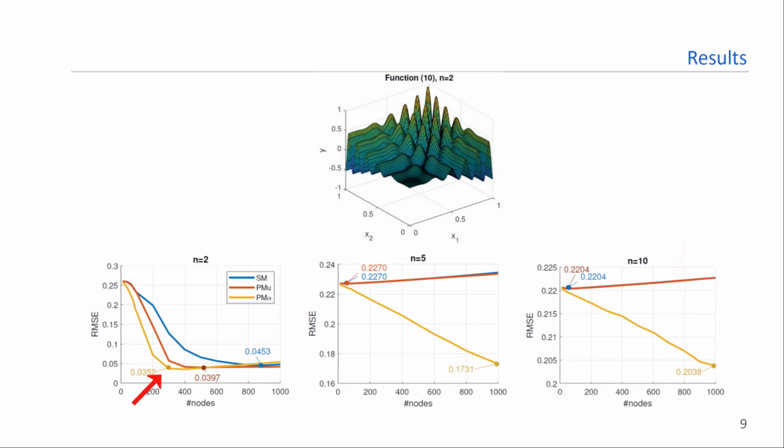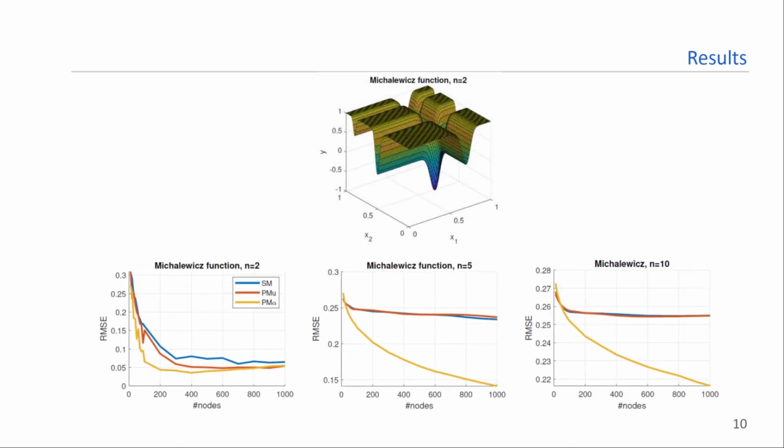Interestingly, for higher dimensions, using too many nodes leads to an increase in the error for SM and PMU. This can be related to the overfitting caused by the steep nodes generated in the standard approach. At the same time, for PM alpha, where the node slope angles are distributed uniformly, a decrease in the error is observed. Similar results we can observe for other test functions.